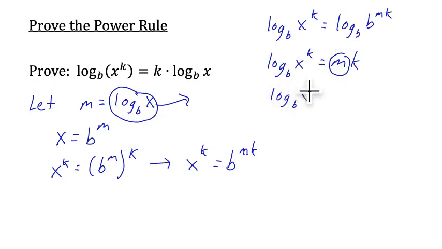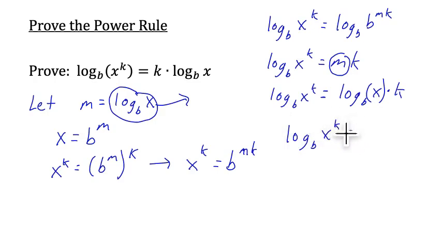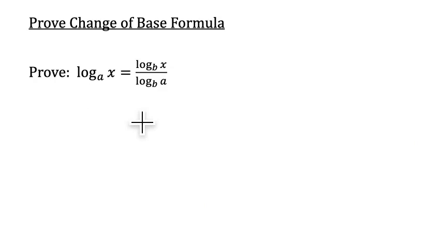So I have log base b of x to the k is equal to log base b of x times k. Now, k is not part of the log at this point. And so we've done it. Let me rewrite this so it's in the order we want it. We have log base b of x to the k. Turns out that that equals k times log base b of x. This rule, it turns out, is pretty handy sometimes. For instance, when we're proving the change of base formula.